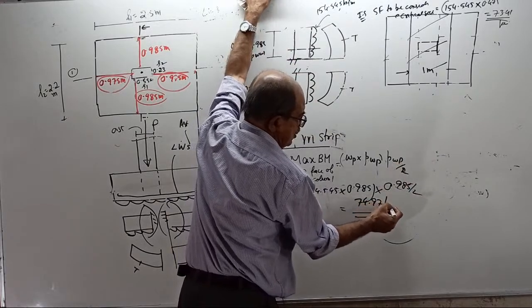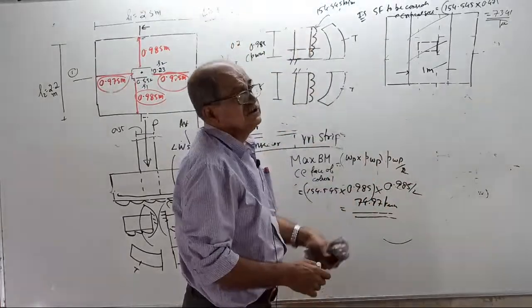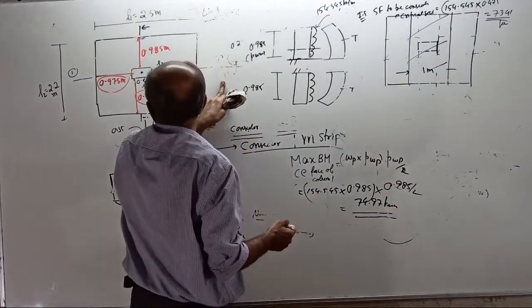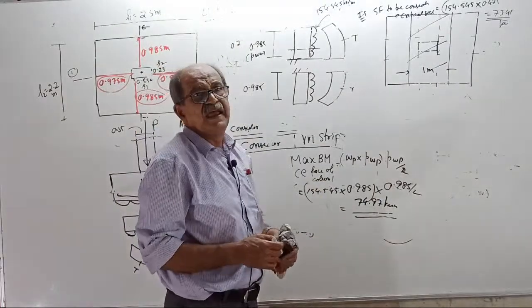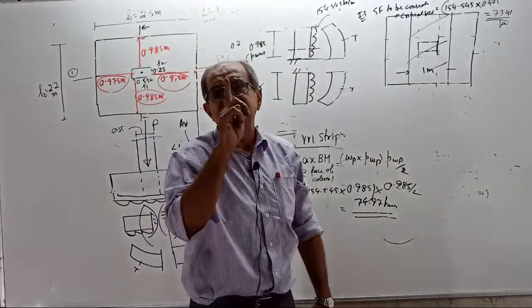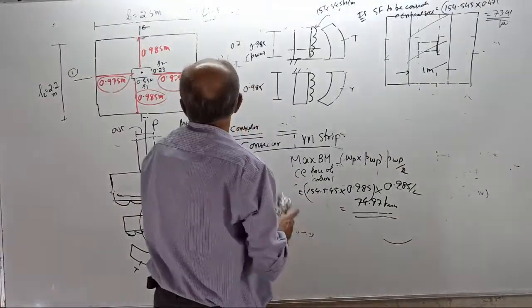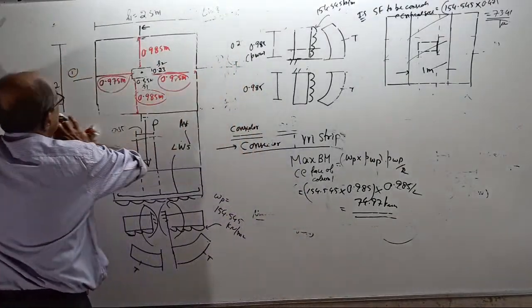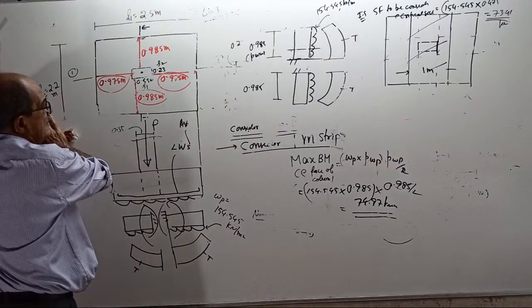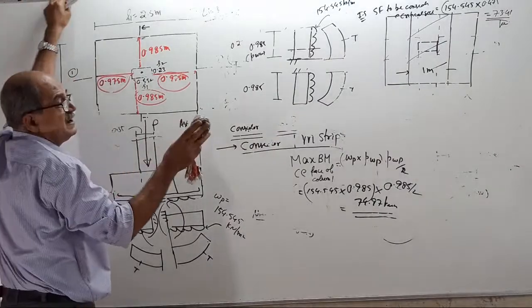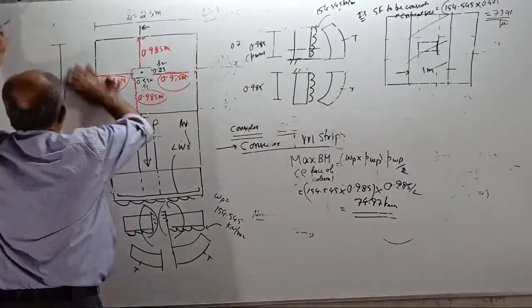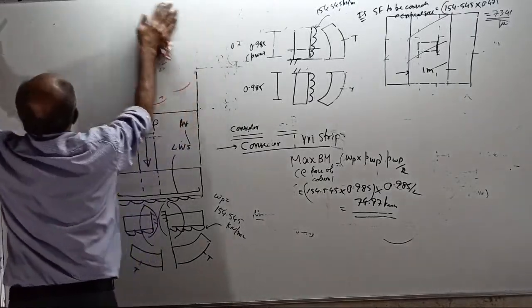74.97 kilonewton meter is the maximum bending moment for widthwise bending. Remember, this is again for a 1 meter strip. So, I will remove this sketch now. Nothing required now. I will give a note here.